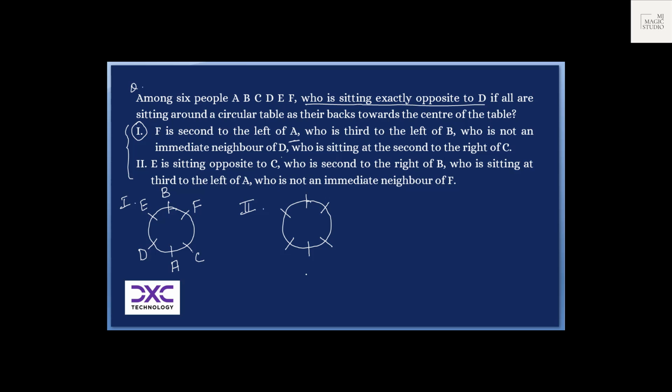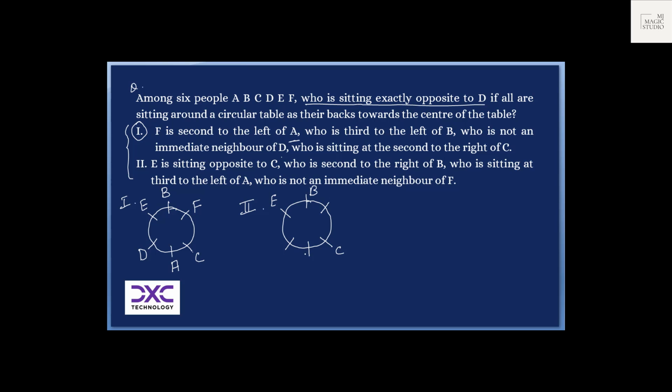This needs to be kept in mind, and accordingly we can arrange it. E is sitting opposite to C. Here also we can see. So let me put it this way only. E is sitting opposite to C. Who? C is second to the right of B. B will go right like this. B is at this position. Who? That means B is sitting at third to the left of A.